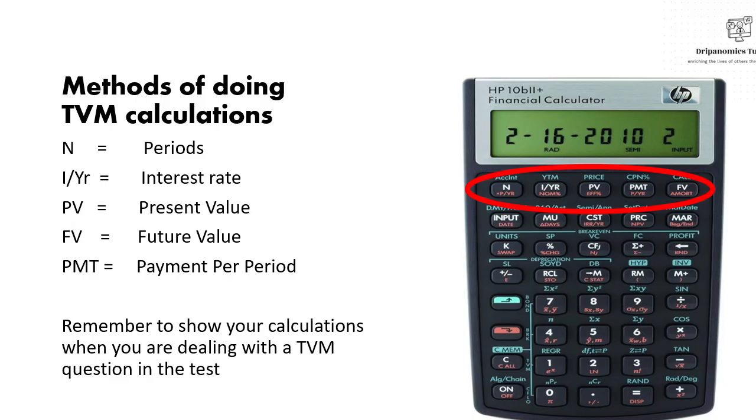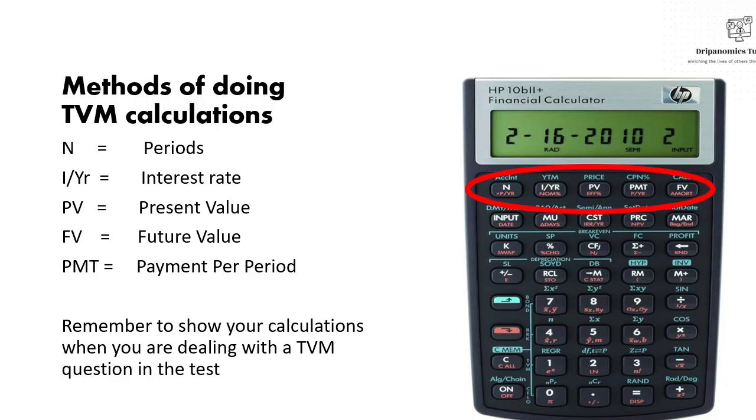Okay, so you press 2 and then you press the downward shift and then you press PMT, right? Now if you do that, your calculator will show you 2.00. Let's just do that together. So 2 downward shift PMT shows you 2.00.